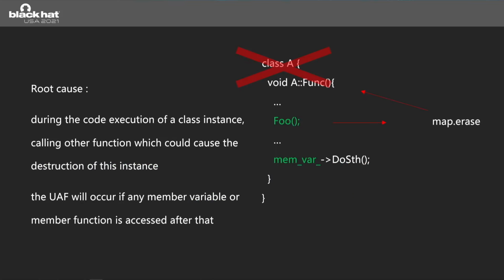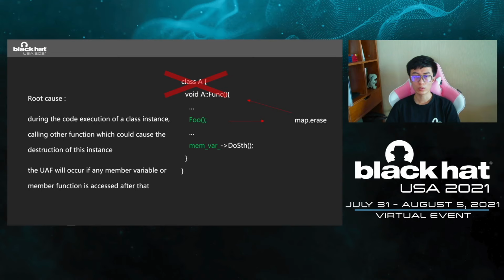From these cases, it can be seen that the root cause of this bug pattern is that during the code execution of a class instance, it calls another function which could cause the destruction of this instance. When returning to the context of the destructed instance to continue execution, the use-after-free will occur if any member variable or member function is accessed.